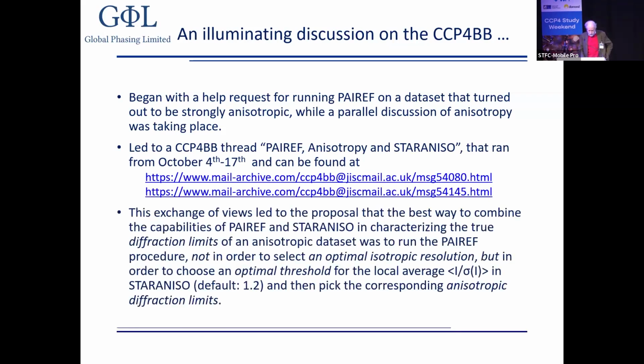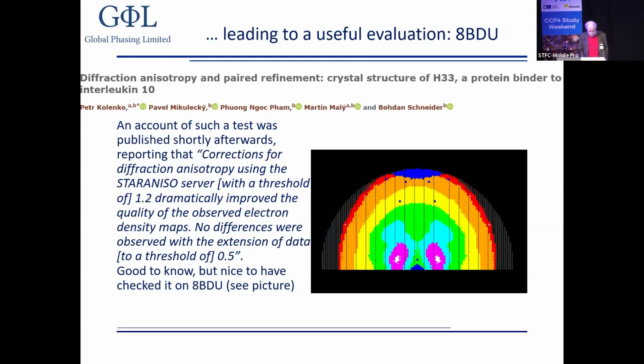And essentially, that led to the proposal that there is a way to combine PRF and StarNISO for anisotropic data, but it is not for selecting an isotropic resolution, which in fact defines a cutoff surface by the associated sphere, but instead to search for an optimal value for the threshold used by StarNISO to define that cutoff surface, which is anisotropic. And then you pick the corresponding diffraction limits. So that was a proposal, and very shortly afterwards, a paper was submitted that appeared after some more months.